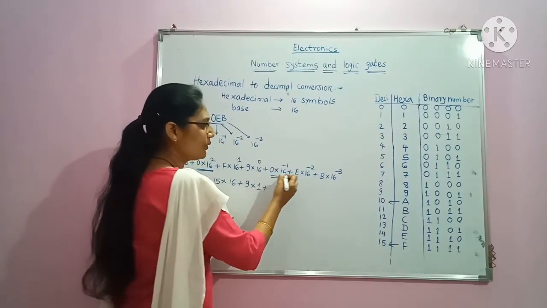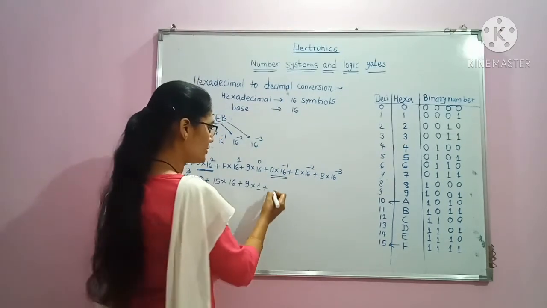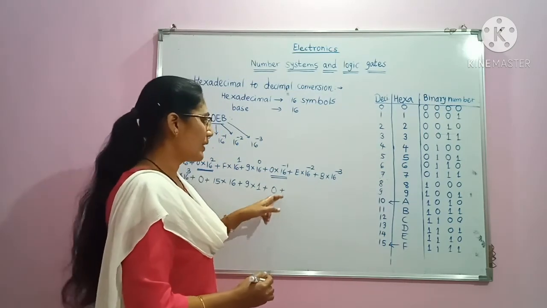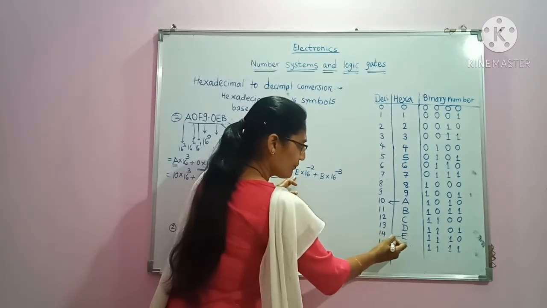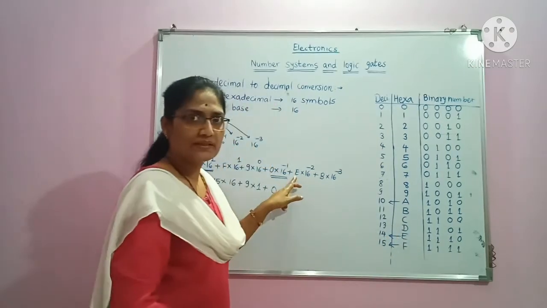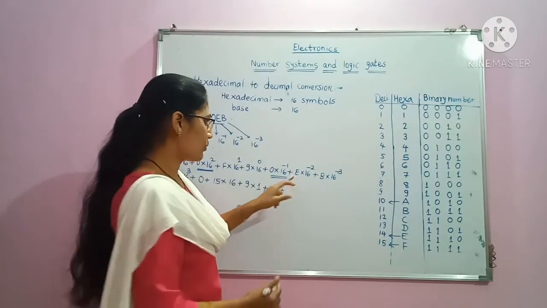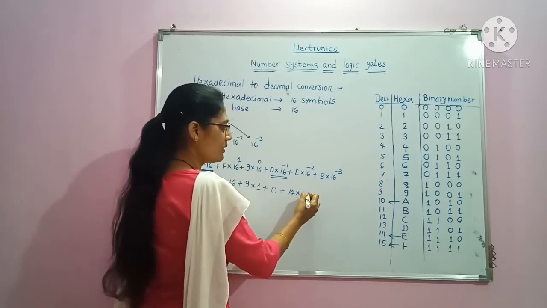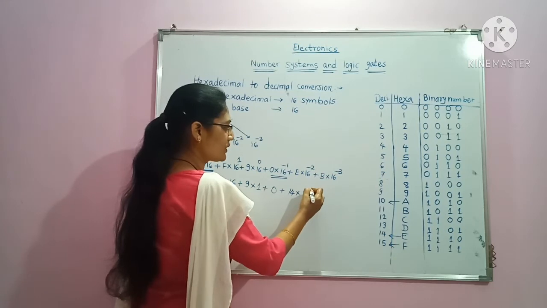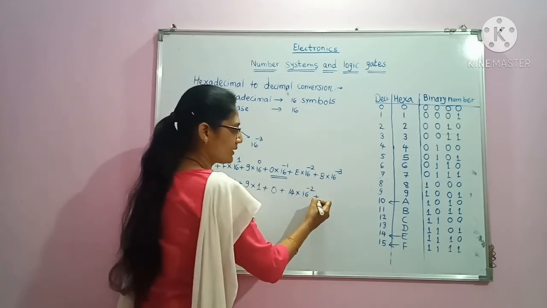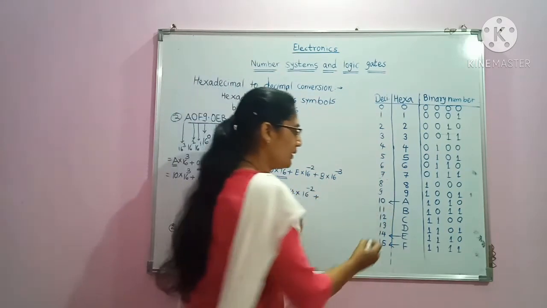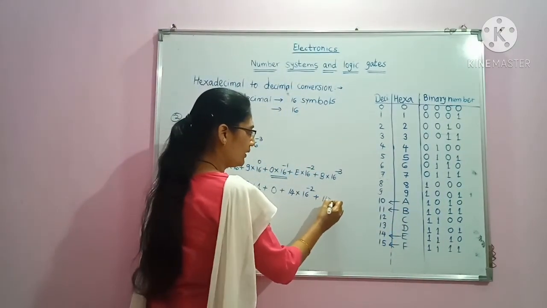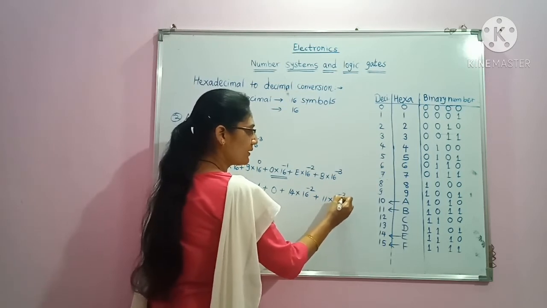Now 0 into 16 raised to something, so there is no need to calculate it; directly I can write 0, plus E. The decimal equivalent of hexadecimal E comes out as 14 as per the table. So 14 into 16 raised to minus 2, plus, now B. Its value is 11, so 11 into 16 raised to minus 3.